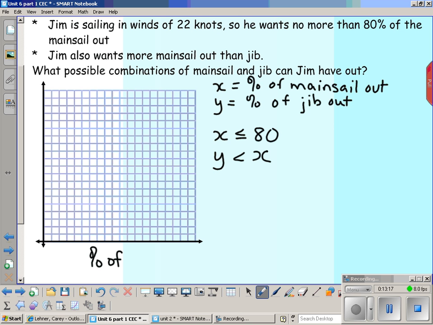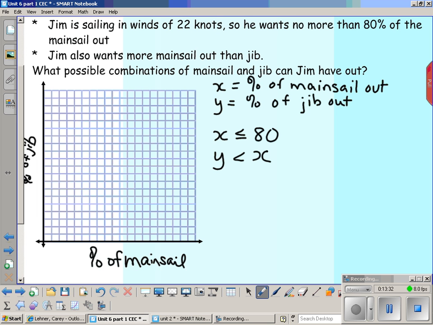This is the percent of the mainsail, and this is our percent of jib that is out. So now we have those two inequalities that we can look at graphing.